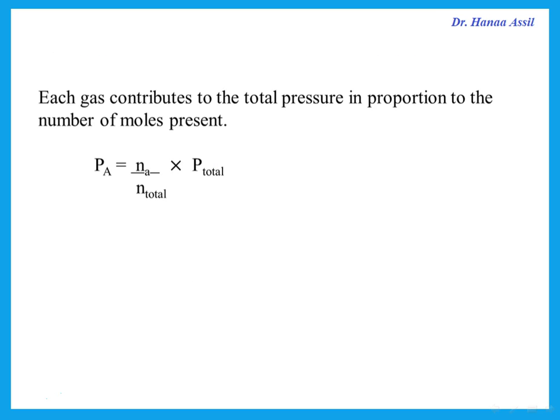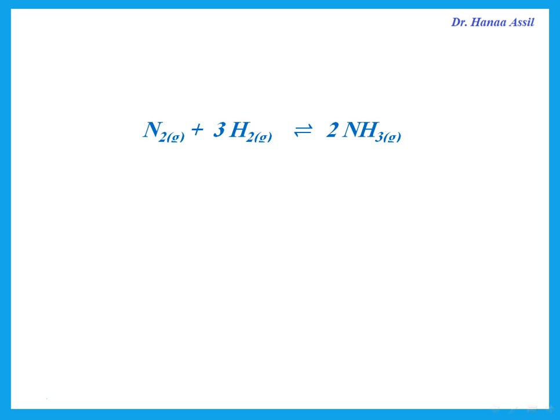And if we want to calculate it, we calculate it with respect to the number of moles. So the partial pressure of one of these gases is relative to the number of moles. So it will be the number of moles of that gas over the total number of moles times the total pressure. This will give me the partial pressure of each gas.